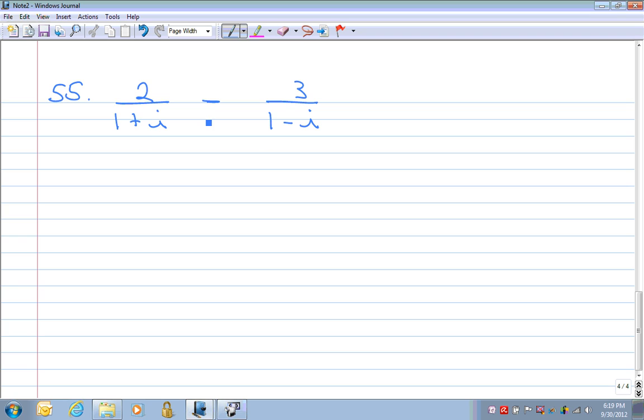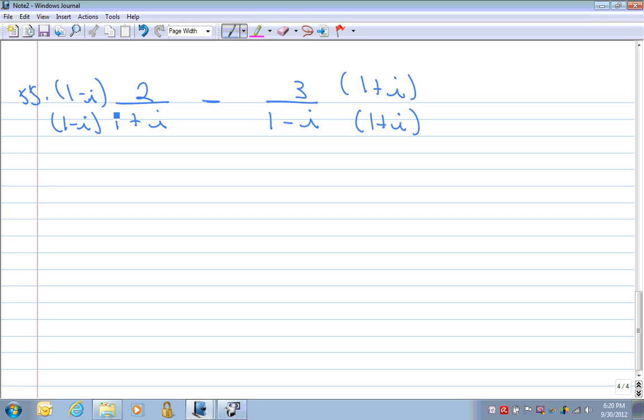To be able to subtract fractions, they have to have a common denominator. So we would need to multiply this side by 1 plus i, and we would do that at the top as well. We would need to multiply this side by 1 minus i, and do that at the top as well.